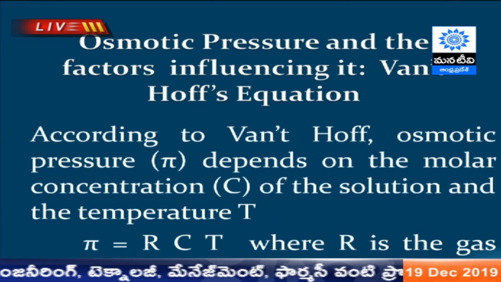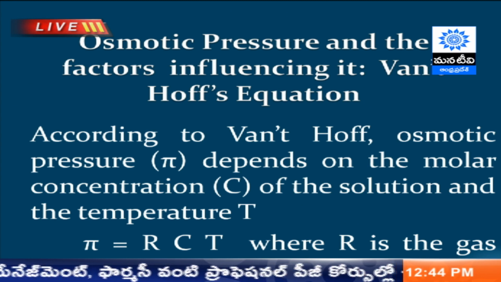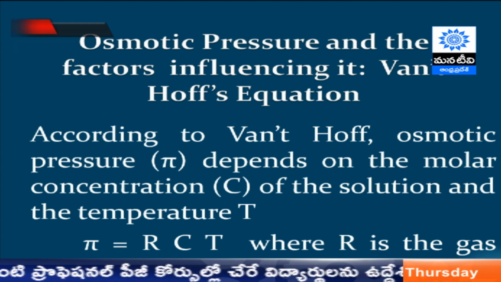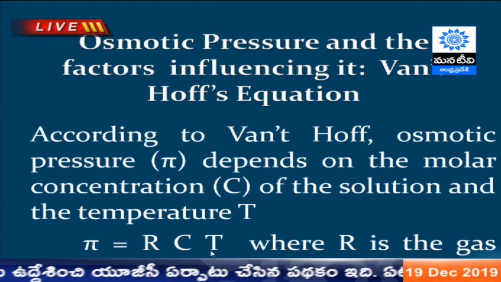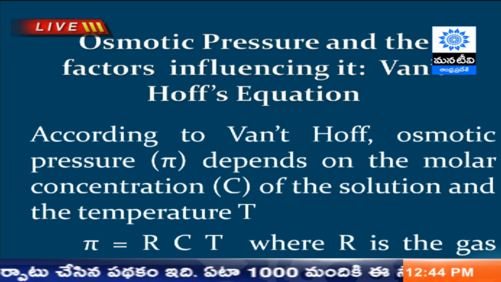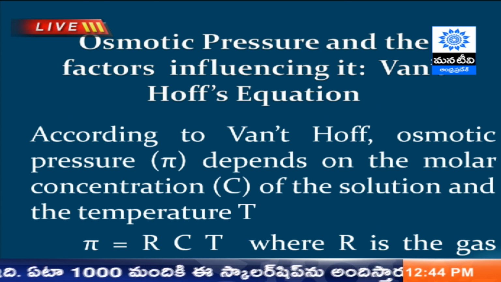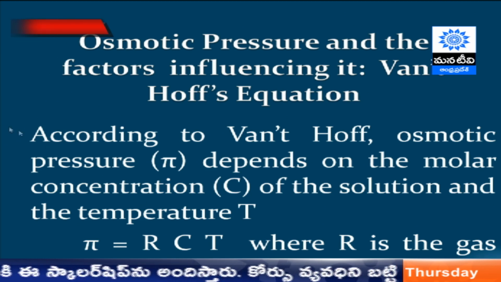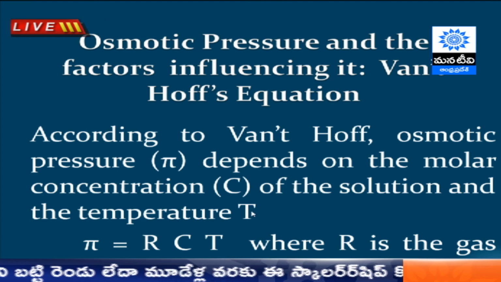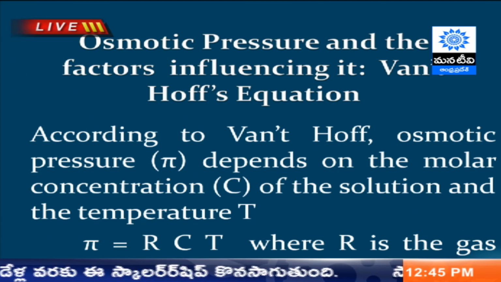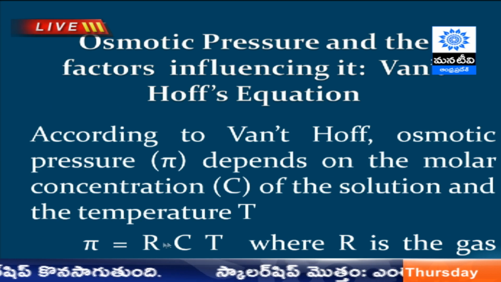the volume is directly proportional to temperature. When you combine both Boyle's and Charles' law, you get a Van 't Hoff equation, and if you replace the proportionality constant with a constant R, you get pi is equal to CRT. According to Van 't Hoff, osmotic pressure depends on the molar concentration of the solution and temperature T, and this is called Van 't Hoff equation. It is pi is equal to CRT, where R is the solution constant and it is equal to the ideal gas constant.